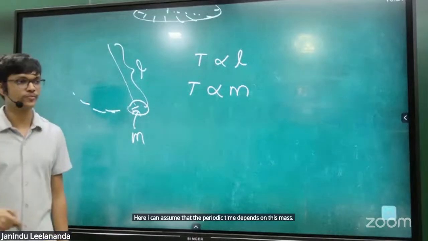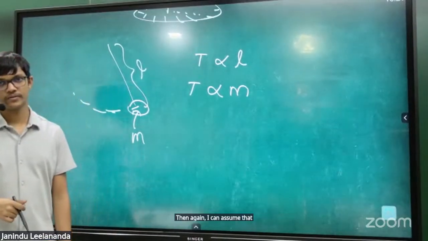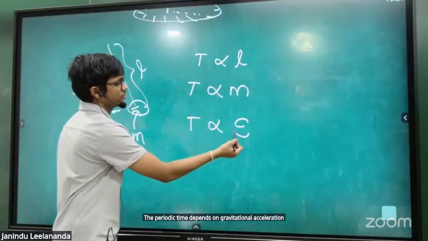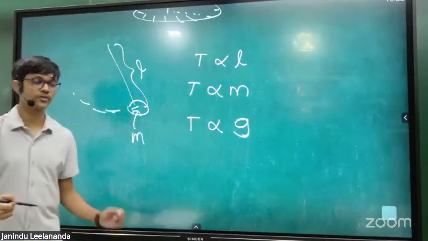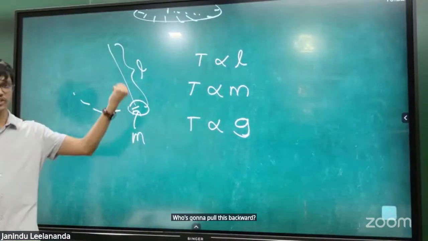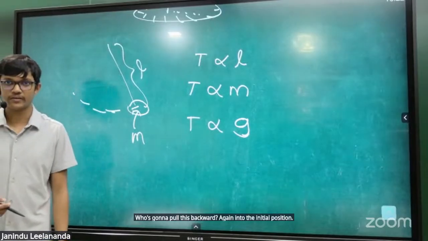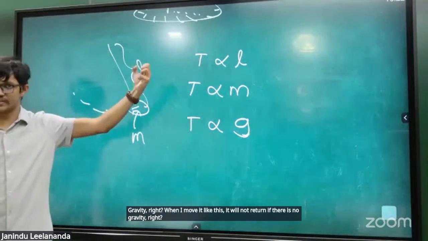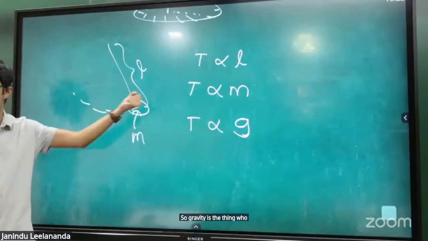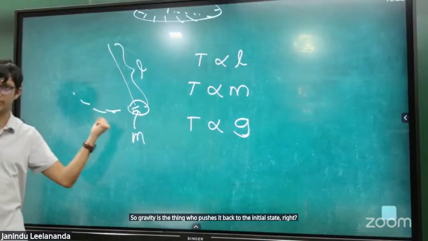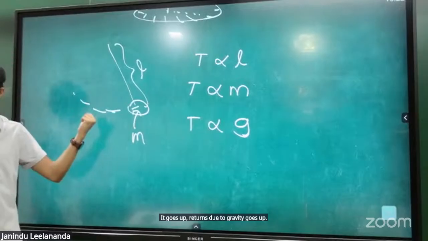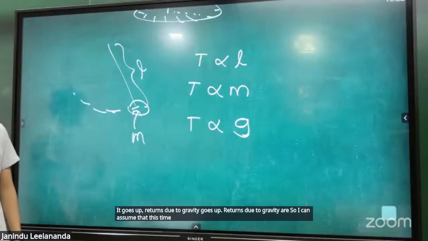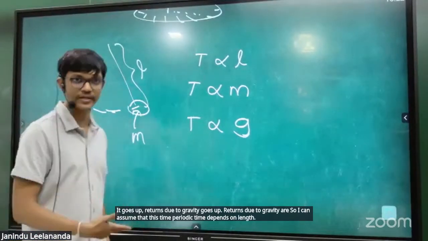Then again I can assume, what else? The periodic time depends on gravitational acceleration. I can assume that. Why? Who's going to pull this backward again into the initial position? Gravity, right? When I move it like this, it will not return if there's no gravity. So gravity is the thing that pushes it back to the initial state. It goes up, returns due to gravity. So I can assume that the periodic time depends on length, mass, and gravitational acceleration.